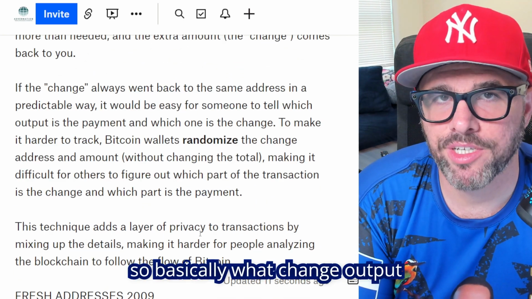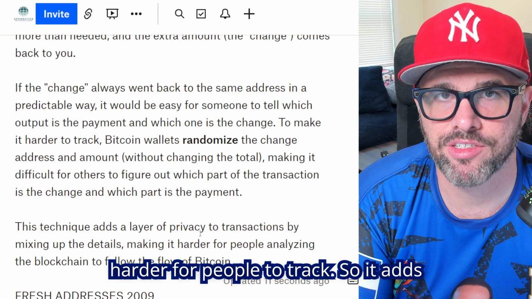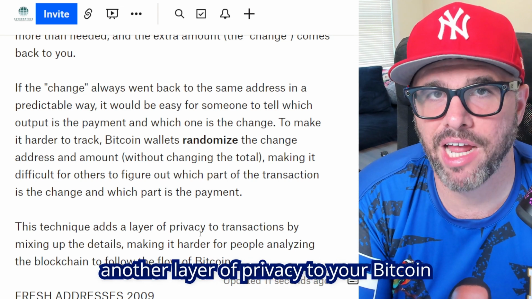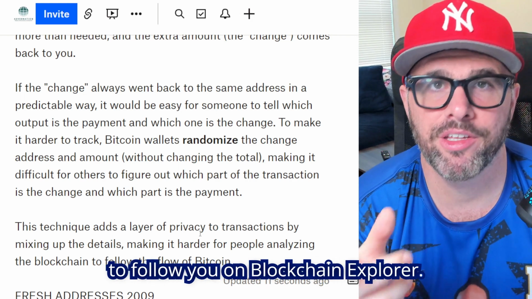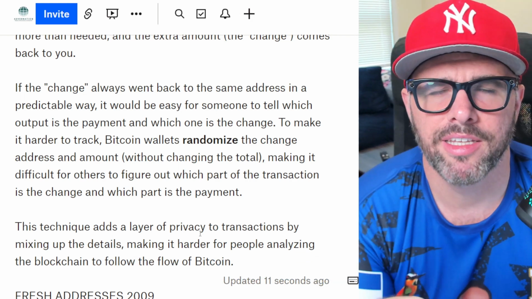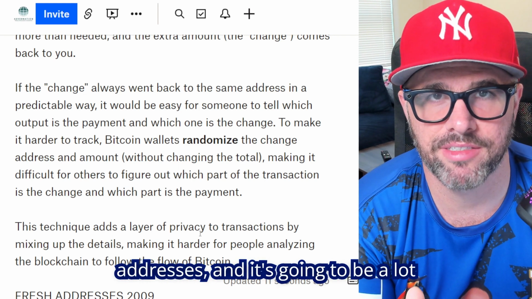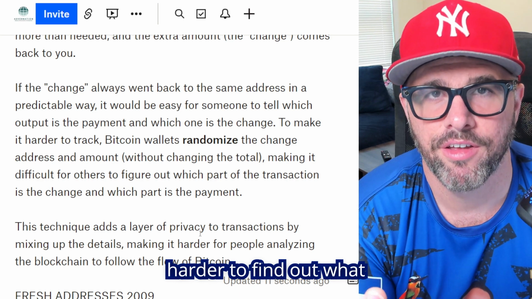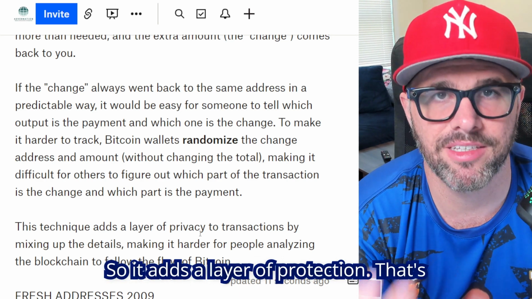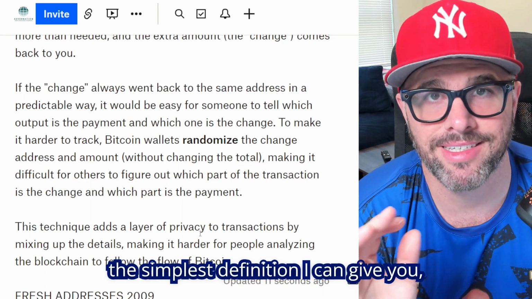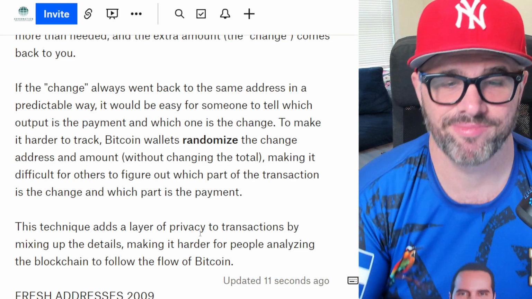So basically what change output randomization does, it just makes it harder for people to track. So it adds another layer of privacy to your Bitcoin transactions. So somebody that's trying to follow you on Blockchain Explorer, it'll throw them off because it's going to mix the addresses with other addresses and it's going to be a lot harder to find out who you're sending the money to. So it adds a layer of protection. That's the simplest definition I can give you, and I'm going to show you an example right now.